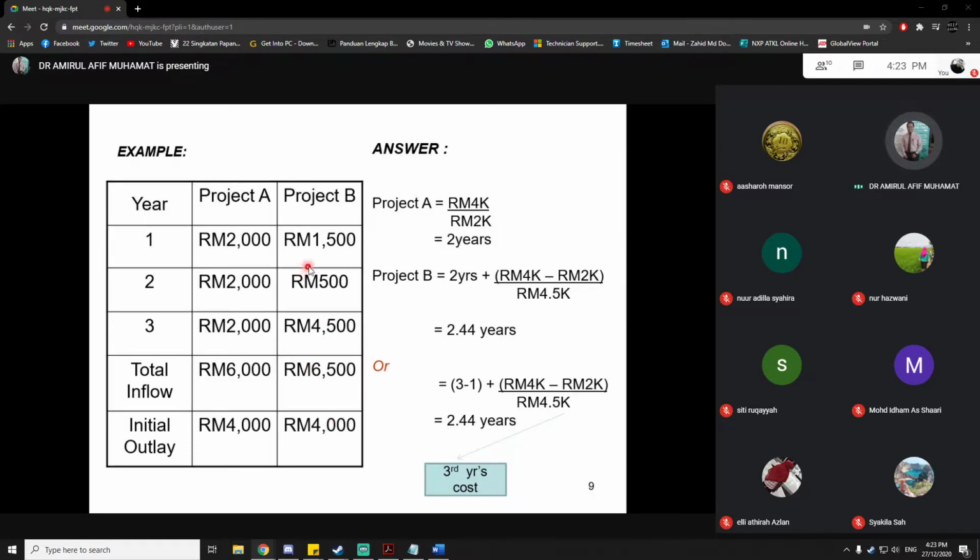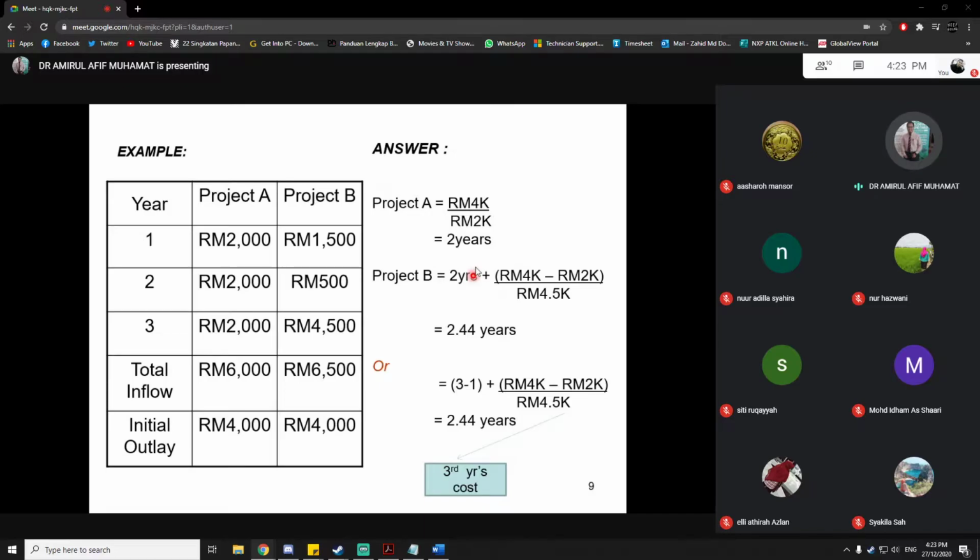Okay, if you cannot find the total amount, meaning you have extra, you have profit. So if you have profit, that is not counted, it's not considered. So in the payback period, profit should be excluded. Profit must be taken out. If you look here at project B, the first year plus second year is already 2,000, and the cost is 4,000. So in the third year, you actually cover the cost plus profit. That's why you need to do it like this example.